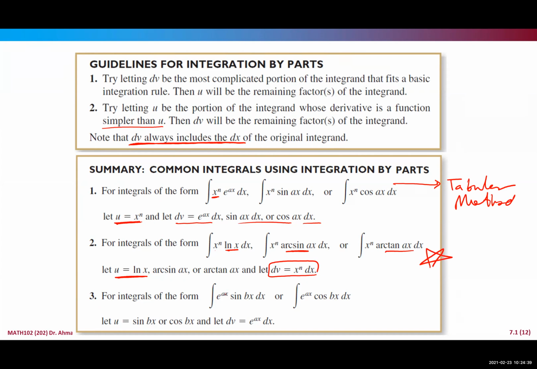For the third one, when you have exponential multiplied by sine or exponential multiplied by cosine, it is so easy. Let u here equal sine or exponential, it is the same. It will not be that much different, but of course it will be a little bit easier when you let u be the trigonometric function, sine or cosine.